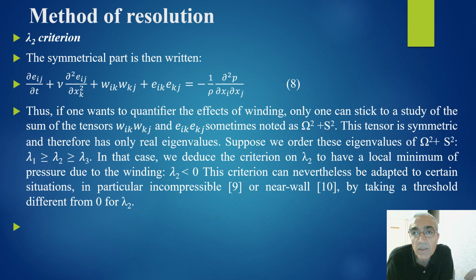Lambda 2 criterion. Jeong and Hussain, having noticed the possible ambiguity of a simple local pressure minimum criterion for detecting a vortex, showed that it is possible to relate pressure minima to vortex structure in a symmetric way. They started from the flow dynamics and studied the gradient of the Navier-Stokes momentum equation, which decomposes into symmetric and antisymmetric parts. The symmetrical part is then written in equation 8.